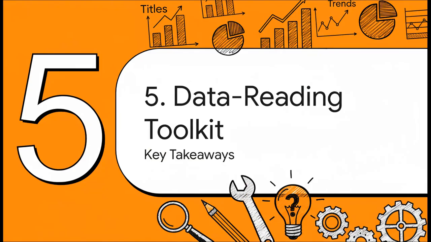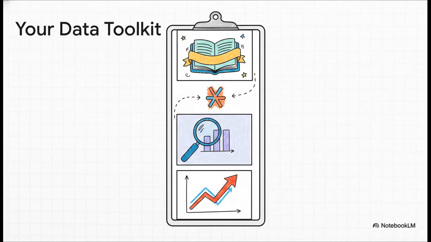We've covered a lot of ground here, all the way from titles to trends. Now, let's put it all together into a simple, powerful toolkit that you can use anytime you come across a new chart. Here it is, your data toolkit. Think of it as a simple checklist. First, read the title to understand the topic. Next, check the axis to see what's being measured and when. Then, look at individual data points to find the key facts. And finally, zoom out to spot the overall trend, the main plot of the story. With these steps, you are ready to read any chart.